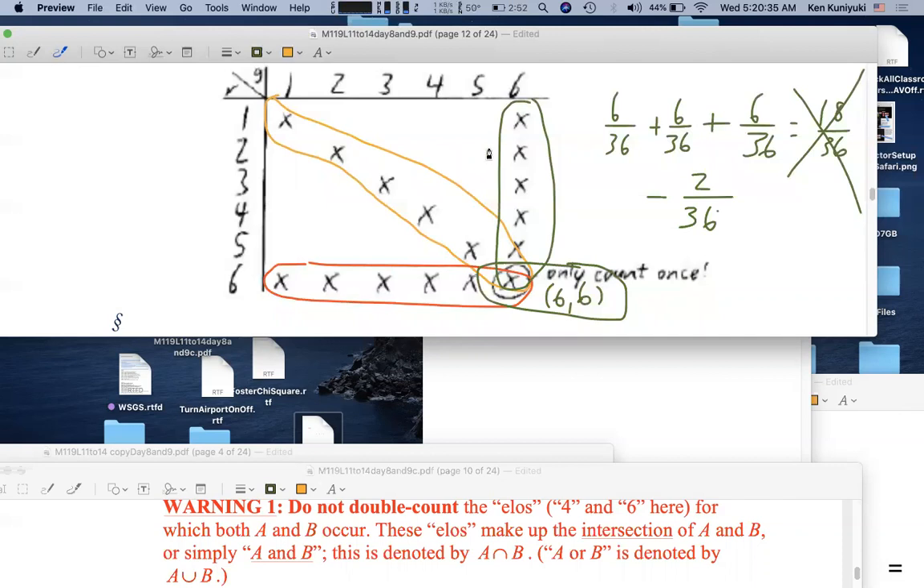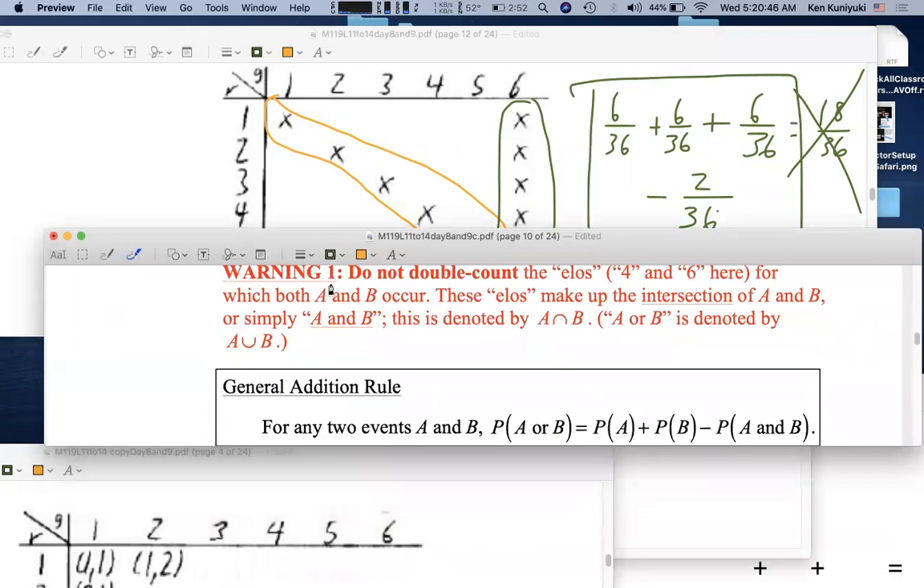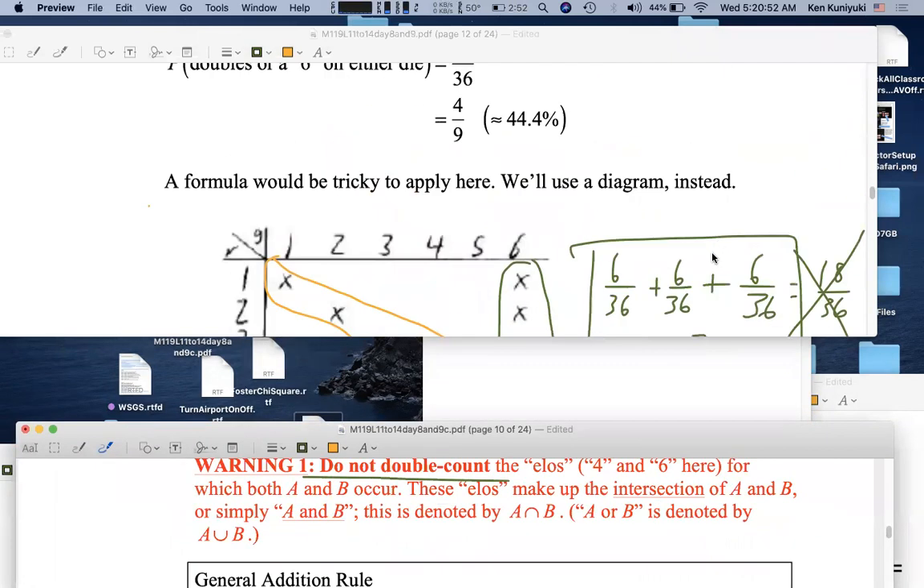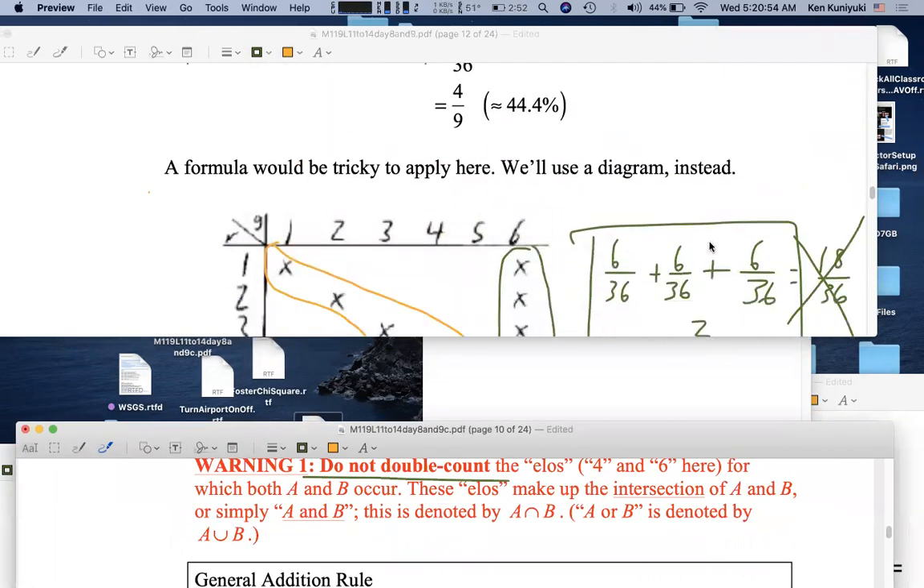So again, the brute force approach might lead you to a more accurate result more quickly. Whereas if you're going to try to be clever, you better be very clever and make sure to not double or triple count. When you do this, you do get 16 over 36, which is the correct answer.